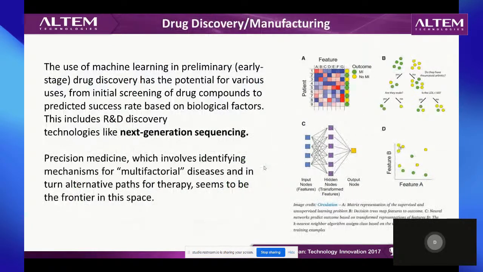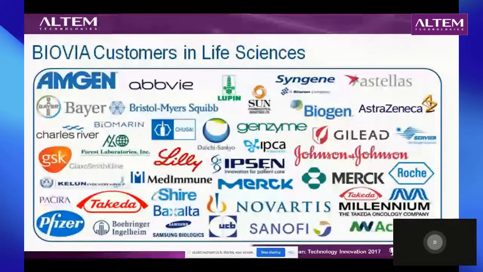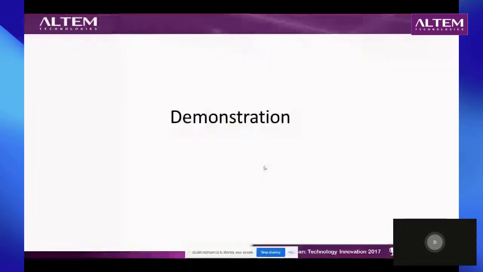So drug discovery and manufacturing is also not limited. It has a huge success rate in next generation sequencing also. And you can also identify the disease mechanism and alternative pathways. And these are our customers, a partial list, our customers in life sciences across the world, and academic and government partners.